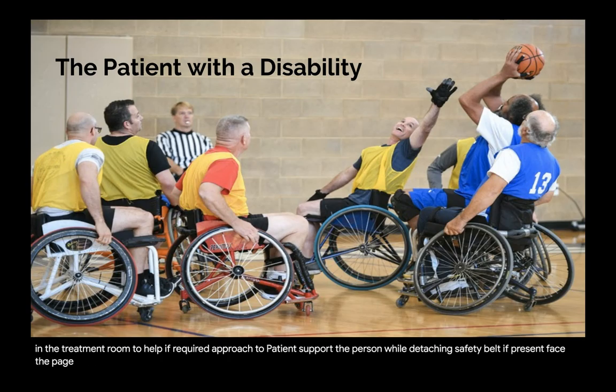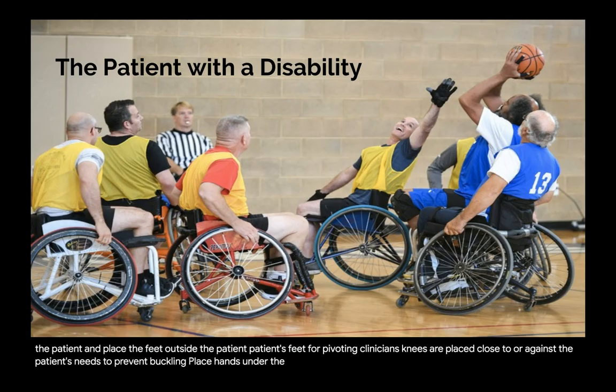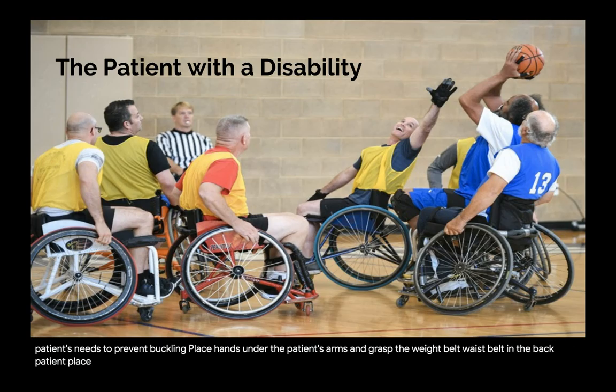Face the patient and place your feet outside the patient's feet for pivoting. The clinician's knees are placed close to or against the patient's knees to prevent buckling. Place hands under the patient's arms and grasp the waist belt in the back. The patient places arms around the clinician's neck or places hands on the wheelchair to push up. The clinician lifts the patient to a standing position.